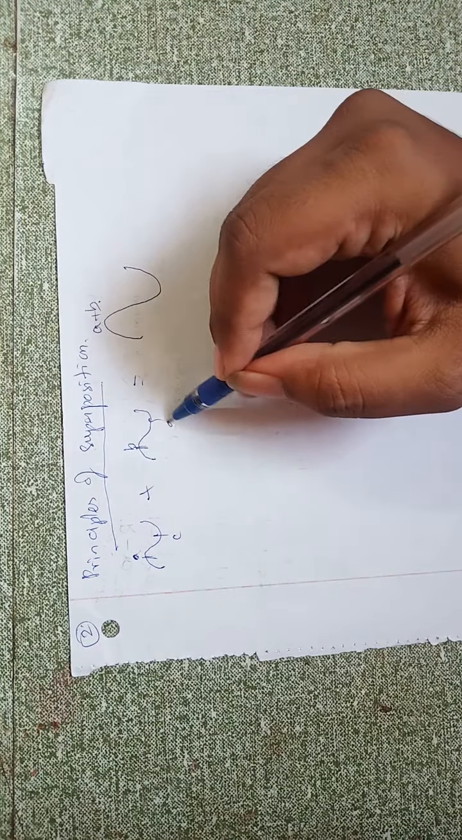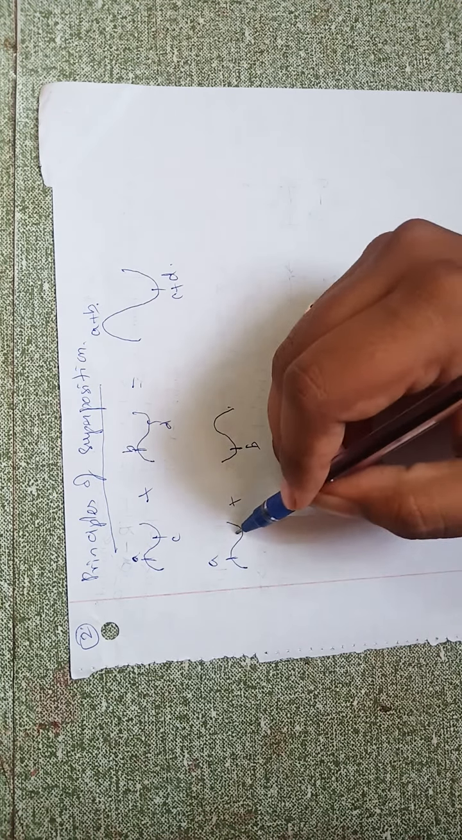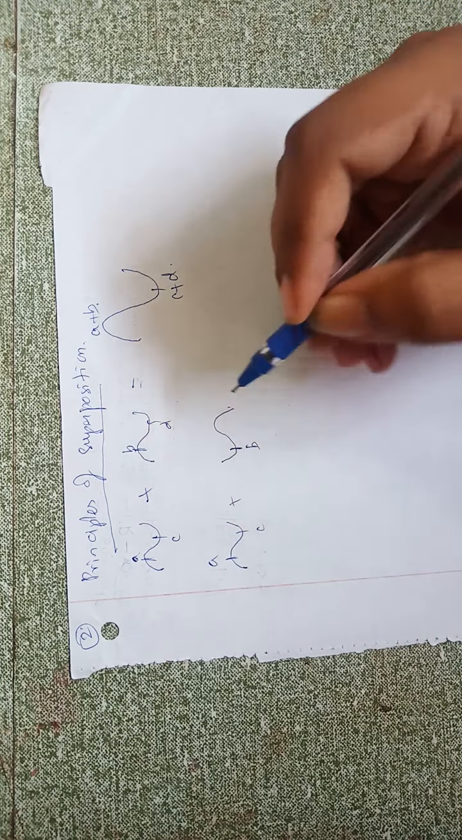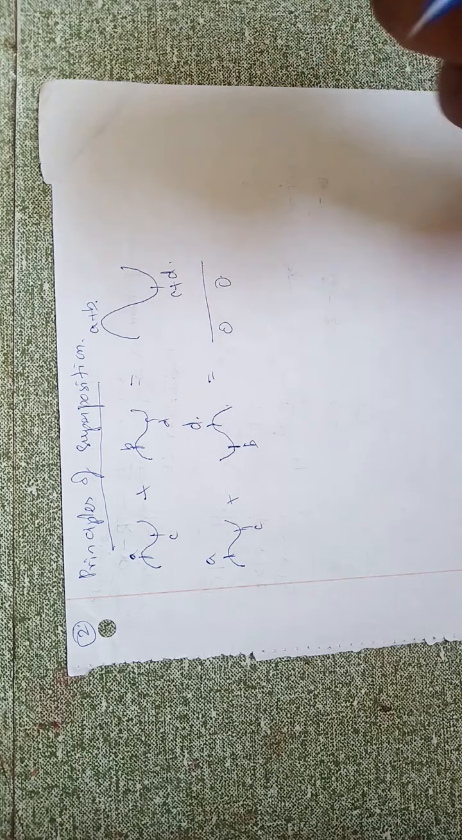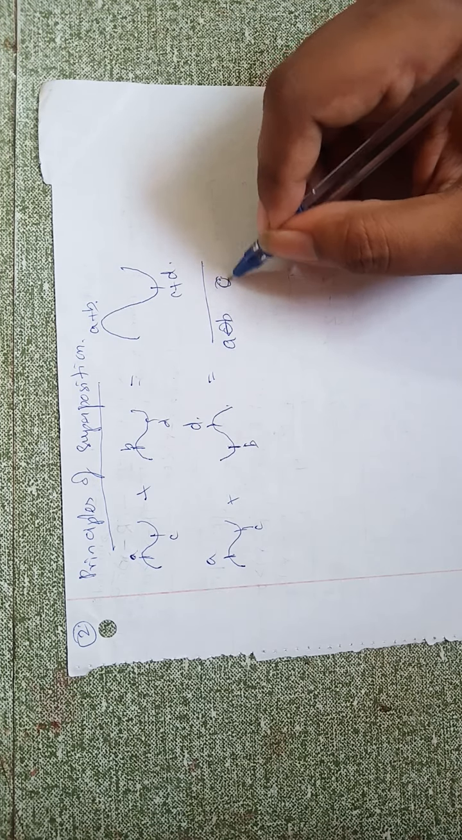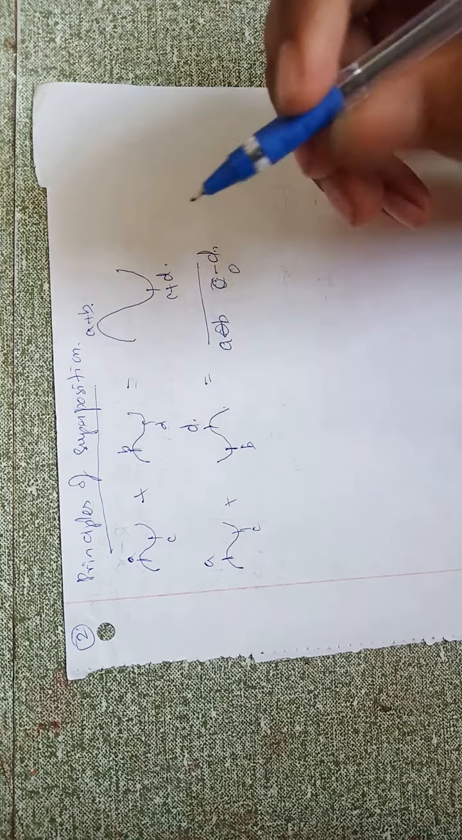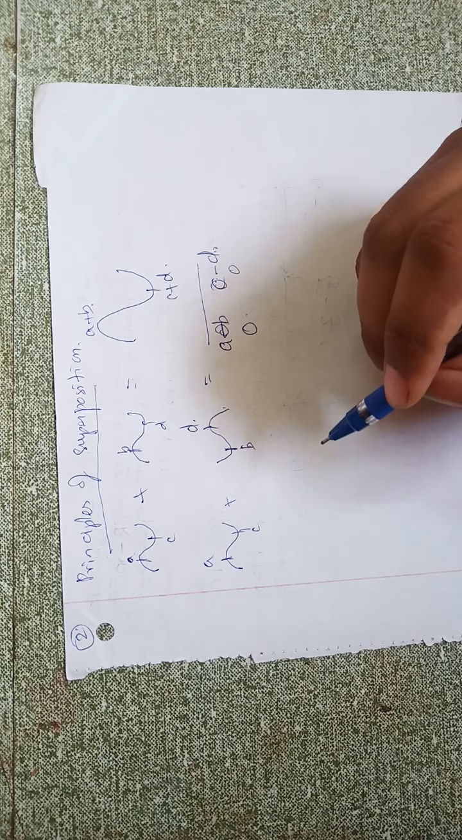But in the same case, if the wave is like this, then at this position and this position, here it is A, here it is B, here it is C, here it is D. So the total value here will be 0, because A is positive and B is negative. Here C is negative and D is positive. So you will get A minus B, and here C minus D. If C is equal to D, it will become 0, and if A is equal to B, it will become 0. So this is called the principle of superposition.